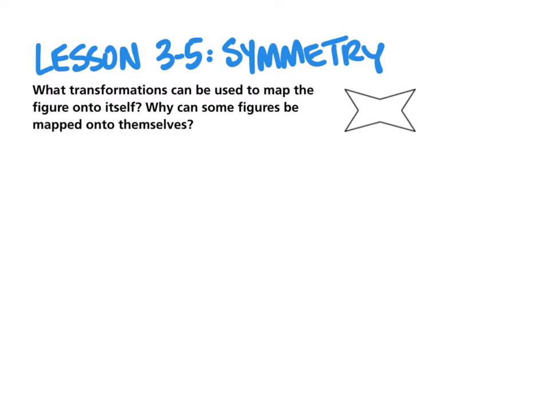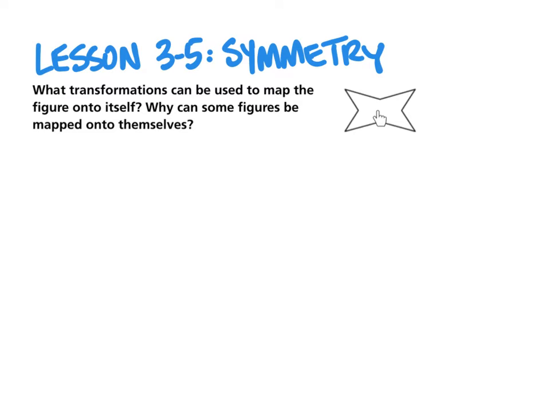So we have a figure here, kind of like a four-pointed star, if you will. And the question's asking what transformations can be used to map the figure onto itself. What that's really saying is, what can I do to this? What reflections or translations or rotations can I do to this thing? And then after I do it, it looks like I didn't do anything, right?